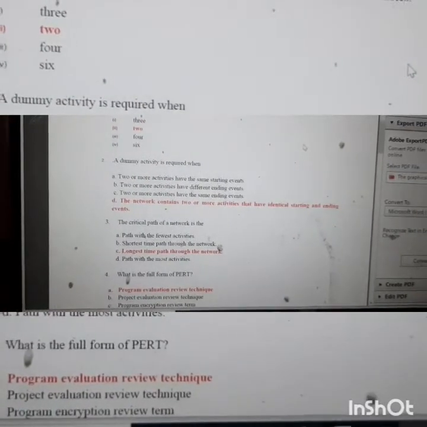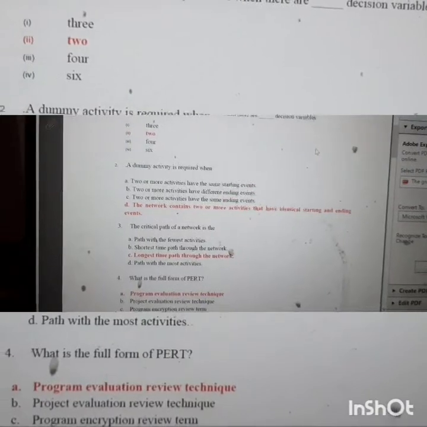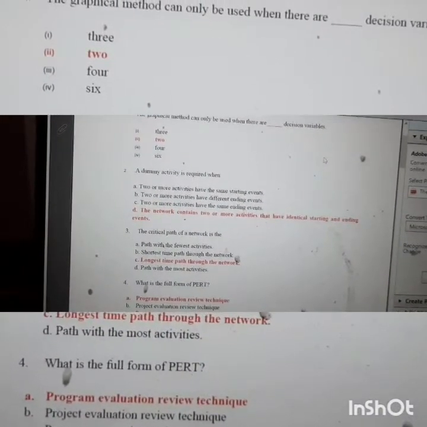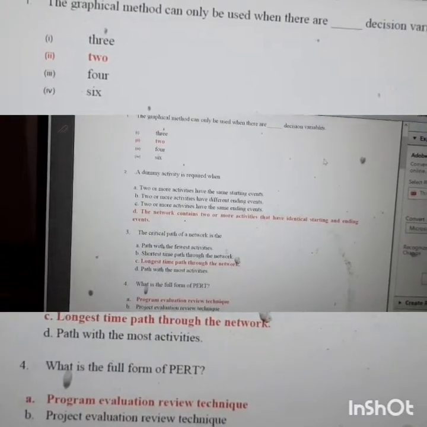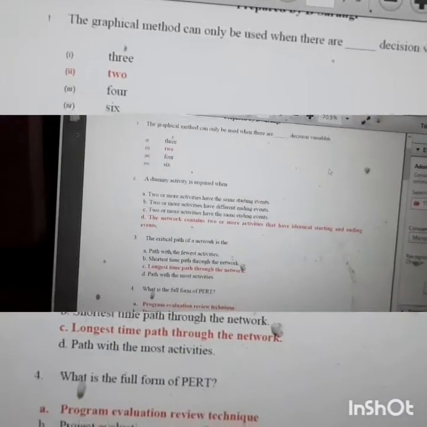Next question is, what is the full form of PERT? The full form of PERT is Program Evaluation Review Technique. Questions on the full form of PERT or CPM may come, so you should know the full form of PERT and CPM.